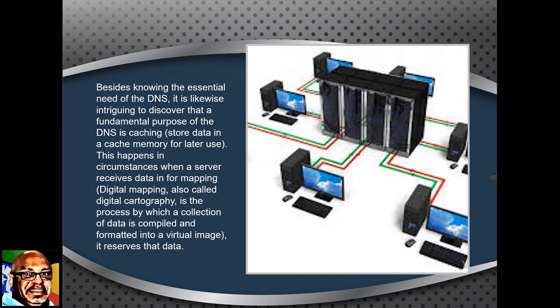Besides knowing the essential need of the DNS, it is likewise intriguing to discover that a fundamental purpose of the DNS is caching, storing data in a cache memory for later use. This happens in circumstances when a server receives data for mapping. Digital mapping, also called digital cartography, is the process by which a collection of data is compiled and formatted into a virtual image. It reserves that data.